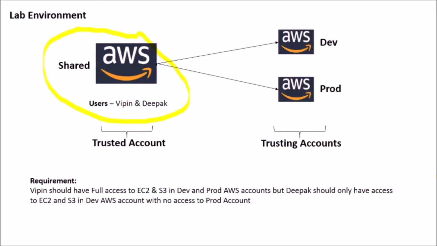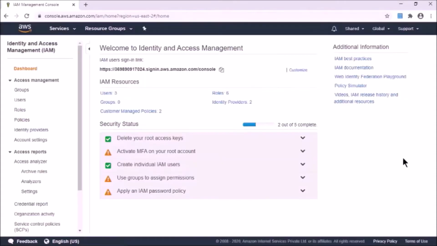Suppose you are the solution architect and you have to design the solution as per the requirement mentioned here. I have two users in my shared account, Vipin and Deepak. My requirement is that Vipin should have full access to EC2 and S3 in Dev and Prod account. But Deepak should only have access to EC2 and S3 in Dev AWS account with no access to Prod account. We have a gateway account called shared, and this account will only be used to manage the access for the users and for logging purposes.